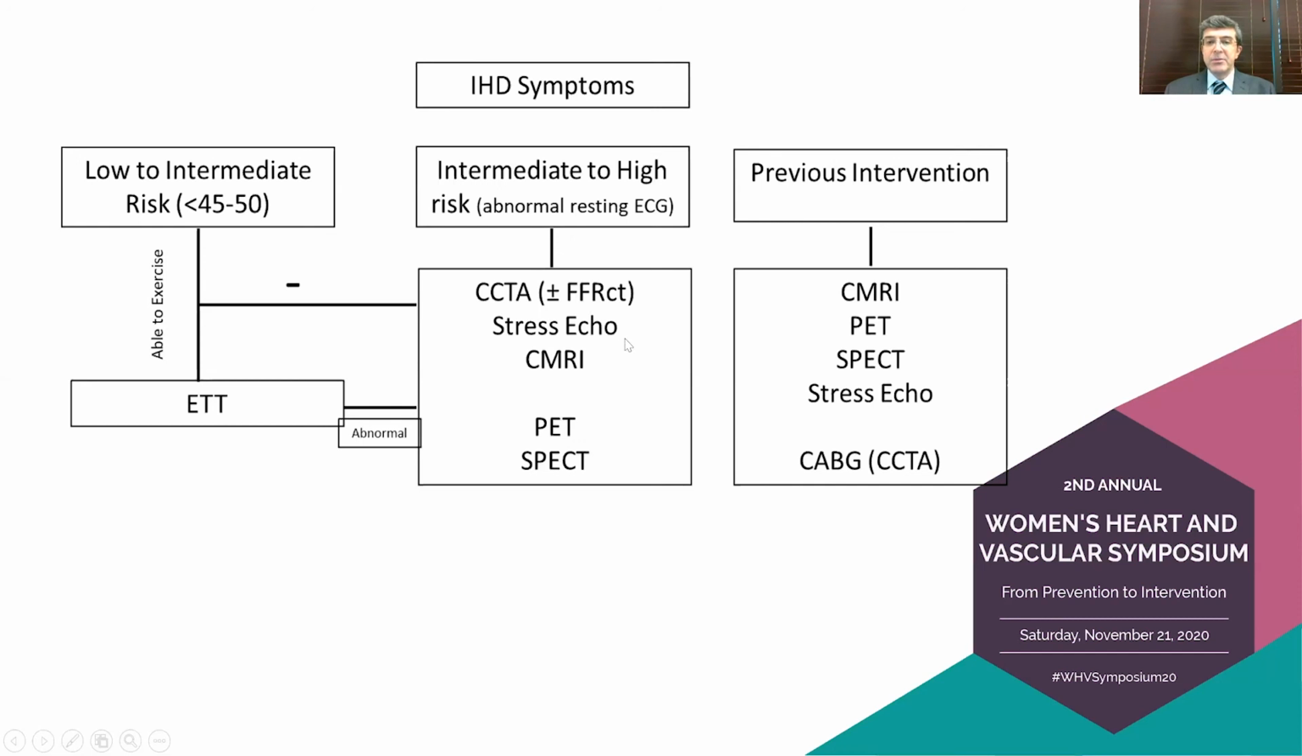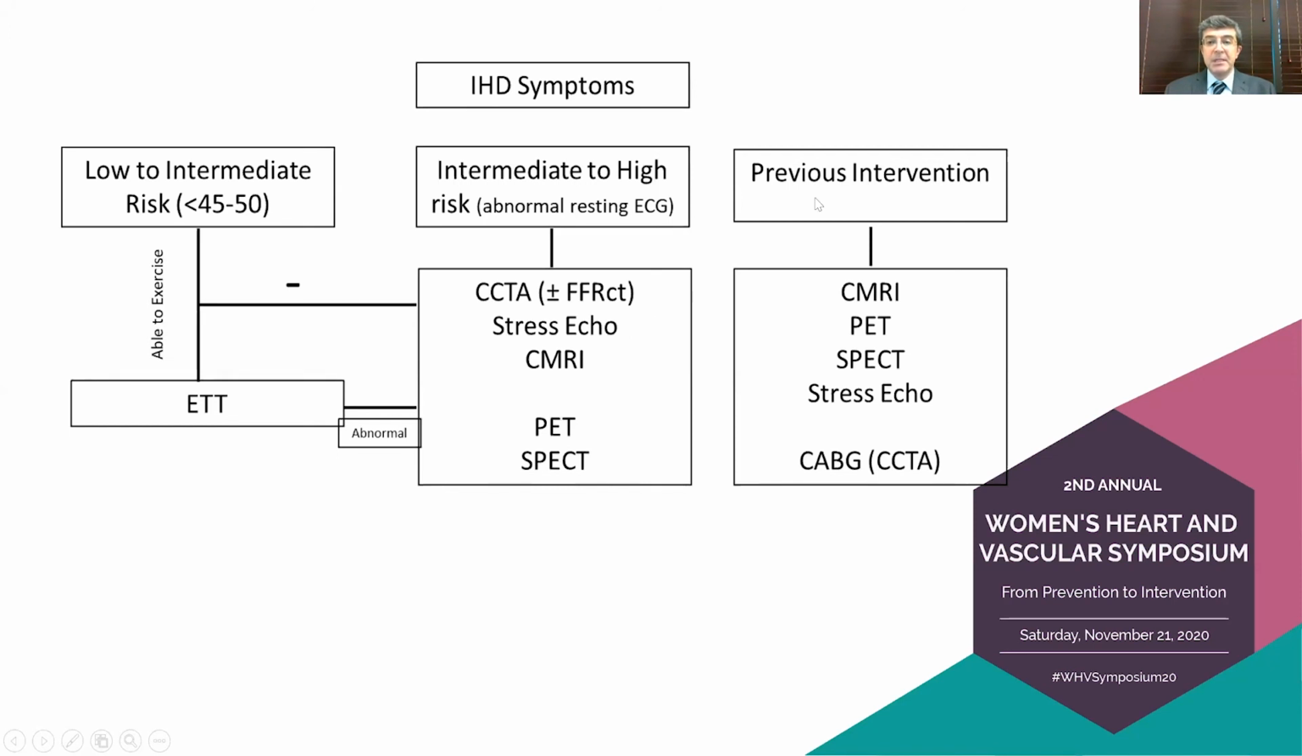Other choices will be a stress echo or a stress MRI. PET and SPECT also will give us a lot of information. We have to consider that if you are evaluating for microvascular disease, probably PET and MRI will be at the top of the choices. But first, in this patient, we have to evaluate for obstructive disease, and CTA will be the first choice.